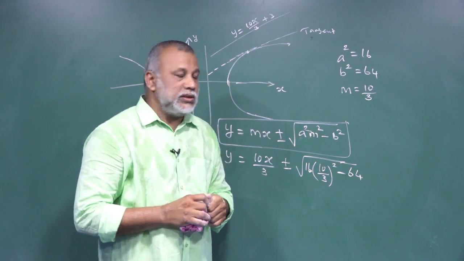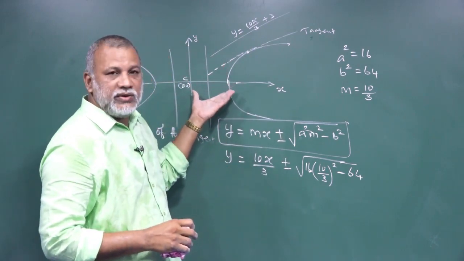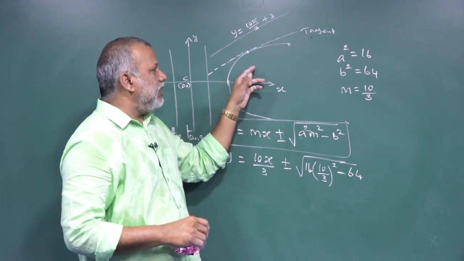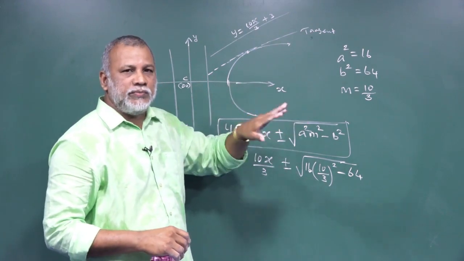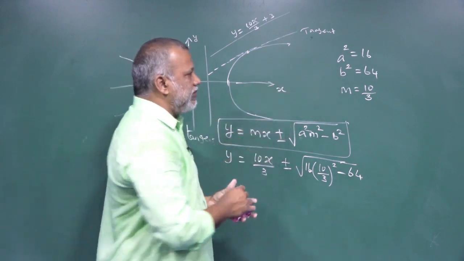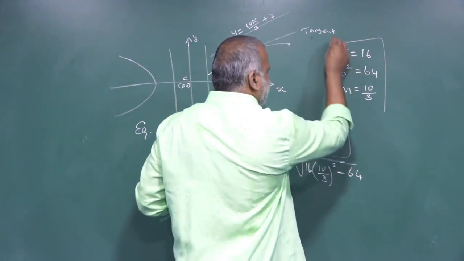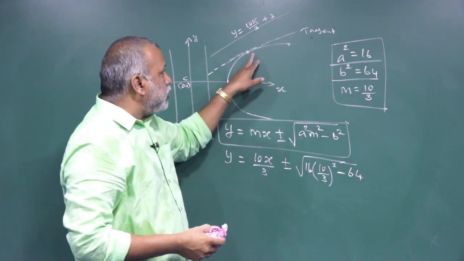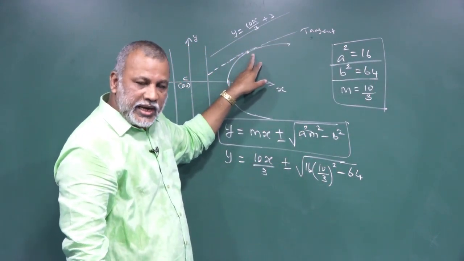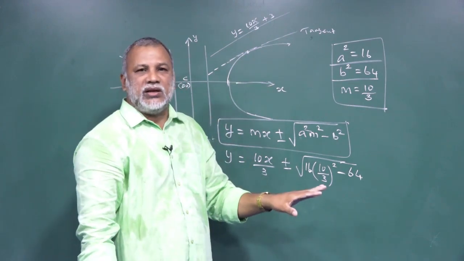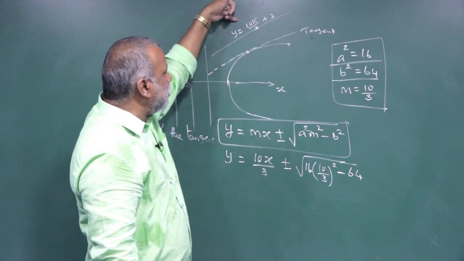Listen to the concept. This is the general equation of the hyperbola, x squared by 16 minus y squared by 64 equal to 1, type number 1 hyperbola. So from that we are able to work out the values of a squared, b squared. Then for this tangent, we need to find the equation of the tangent. That is the question asked. But the point is not given. Parametric equation is also not given. But this tangent is parallel to the given line.